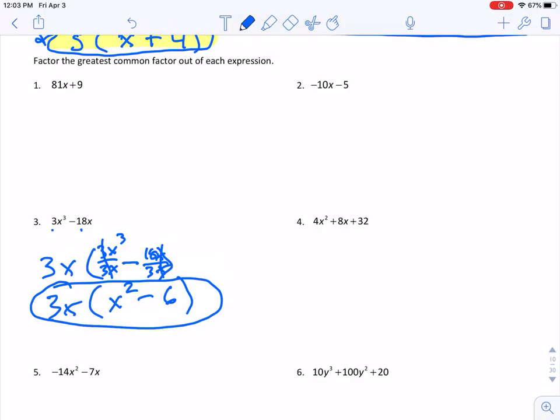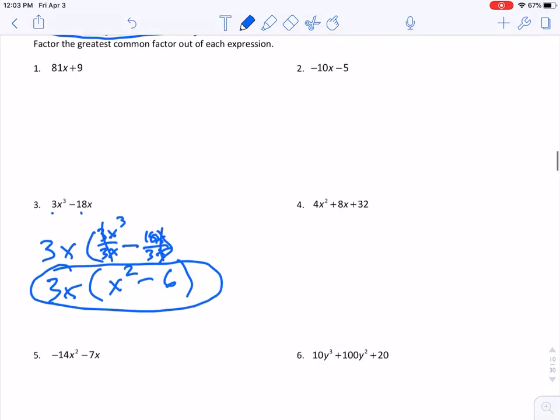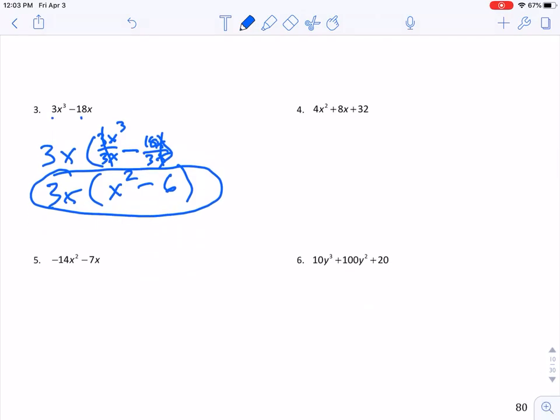Okay? Now, how can we do this even quicker? Well, if you're good at the mental part of arithmetic, like you can multiply and divide numbers in your head and you're pretty good at that, then here's kind of what that would look like. So I'll do number 4. Okay? So 4, 8, and 32, I can take out a 4. That's the greatest common factor. There's no x in the third term, so no x comes out. And so now what you can do is kind of go through it and work backwards.